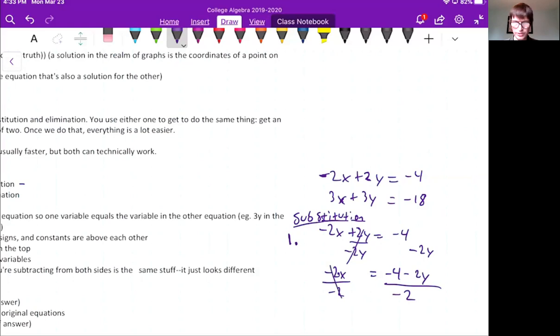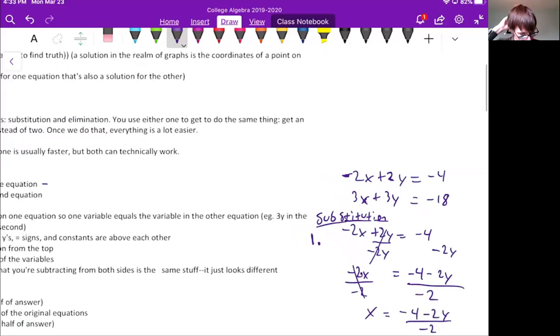-2 divided by -2 is just 1, or just cancels out. So that gives us x equals -4 minus 2y over -2. Great, so that was the first step. Not really helpful so much, it just gives us something. We just solve for x. But we can still work from here. This is the first step in the process.